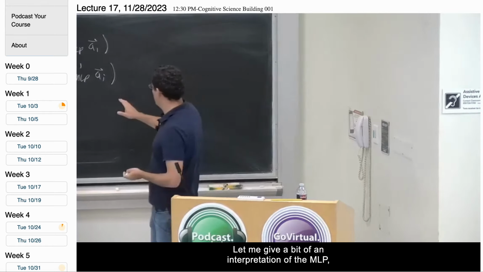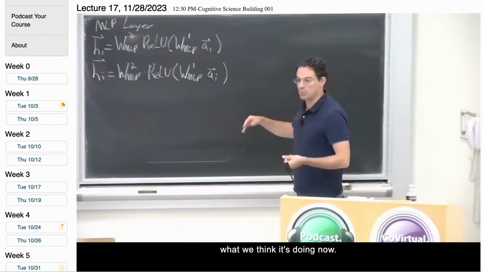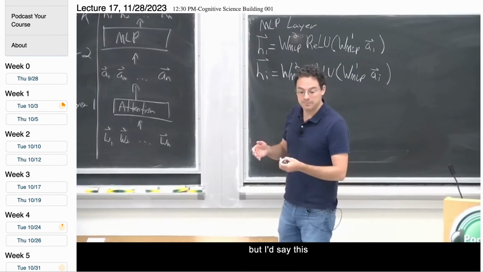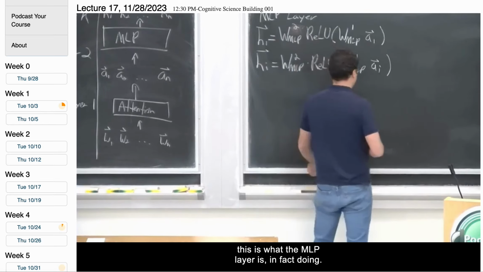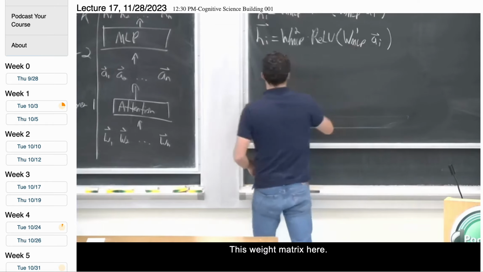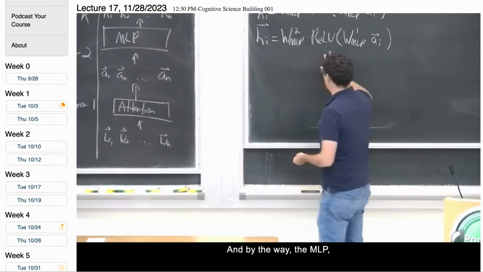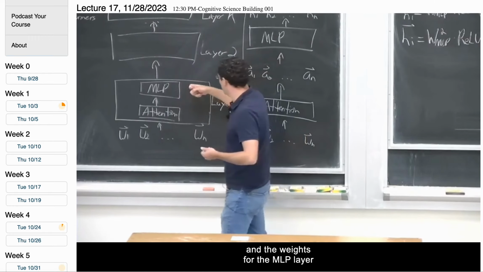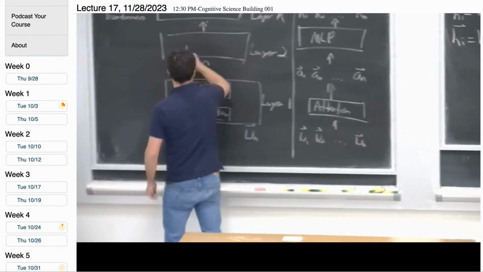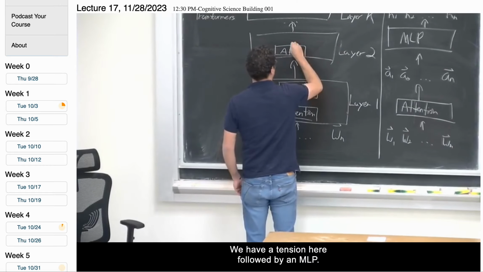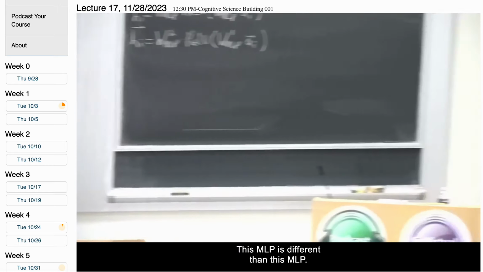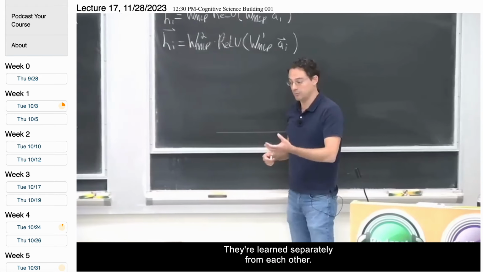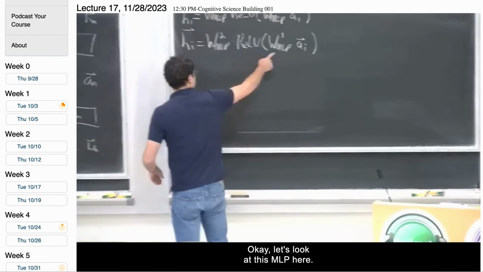Let me give a bit of an interpretation of what we think the MLP layer is doing. Now, this is an emergent property of the MLP layer, but I'd say it's sort of consensus in the field now that this is what the MLP layer is in fact doing. So what is this weight matrix here? This is the first MLP matrix. And by the way, each layer has its own MLP, and the weights for the MLP in layer 1 are different than the weights in layer 2. So we have attention here, followed by an MLP. This MLP is different than this MLP. The structure is the same, but the actual numbers in the weight matrices are completely different, and they're learned separately from each other.